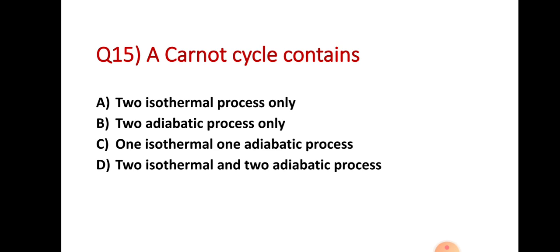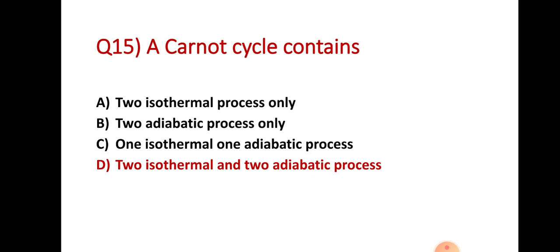A Carnot cycle contains two isothermal process only, two adiabatic process only, one isothermal and one adiabatic process, and option choice D is two isothermal and two adiabatic process. The correct answer for question number 15 is a Carnot cycle always contains two isothermal and two adiabatic process. So option choice D is the correct answer for question number 15.